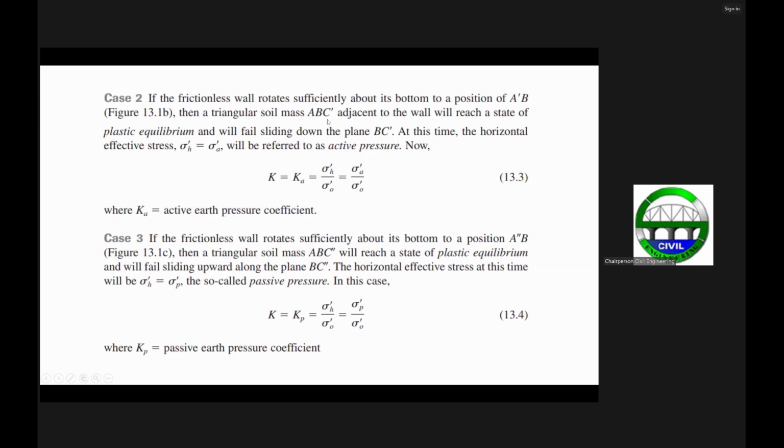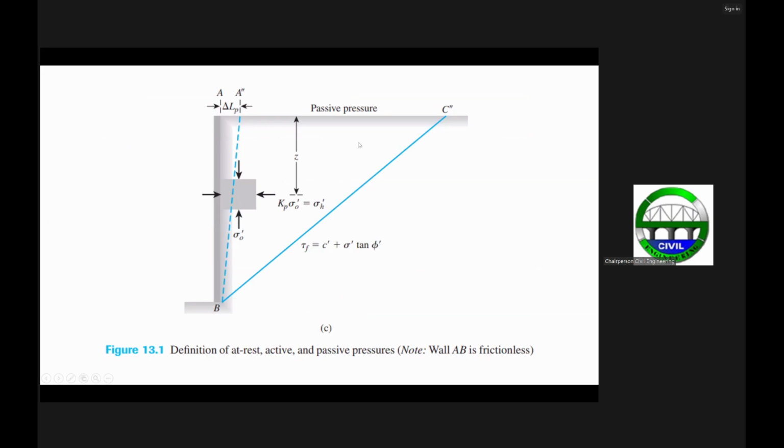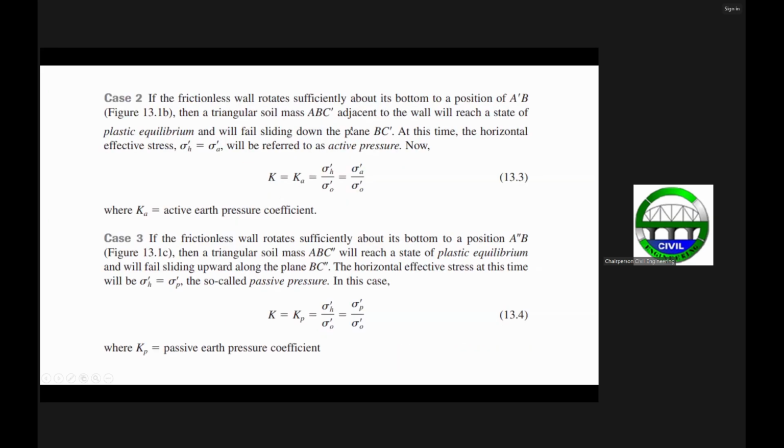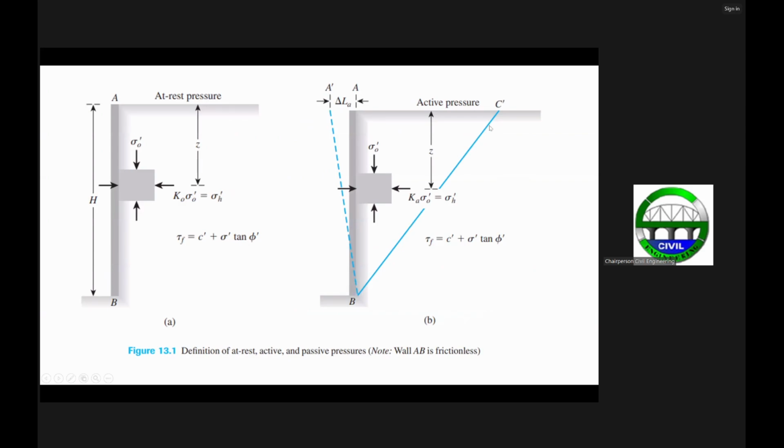In that case, if the wall rotates, then a triangular soil mass ABC prime, adjacent to the wall, will reach a state of plastic equilibrium and will fail, sliding down the plane BC prime. That's actually A, B, C prime, so this is a soil mass. The soil mass will reach a state of plastic equilibrium. When you say plastic equilibrium, that's on the verge of failure.